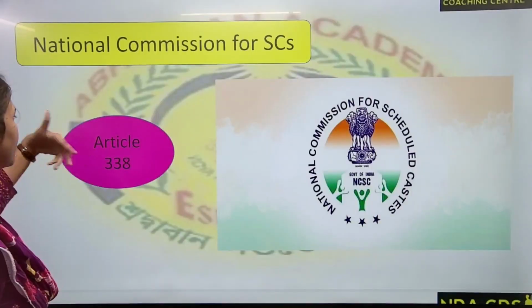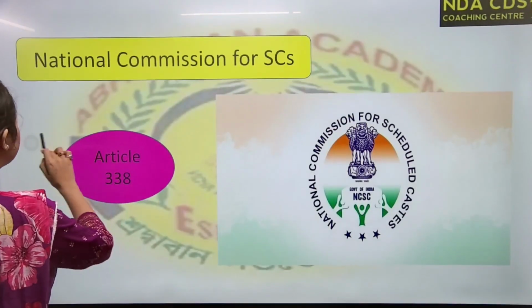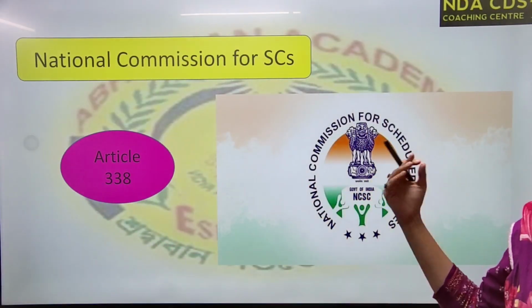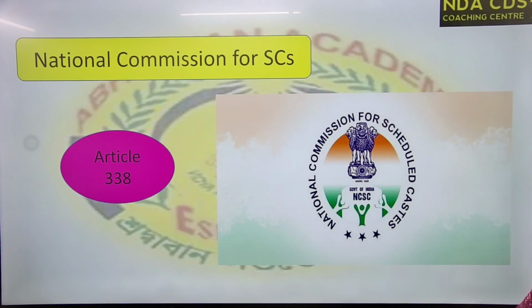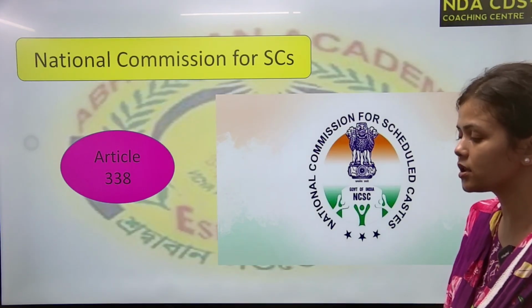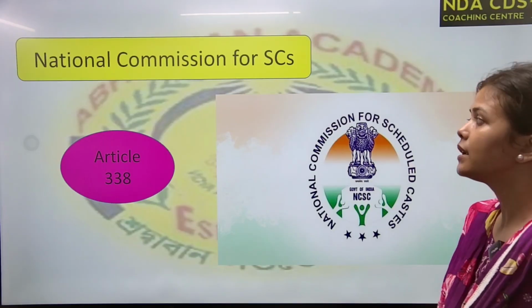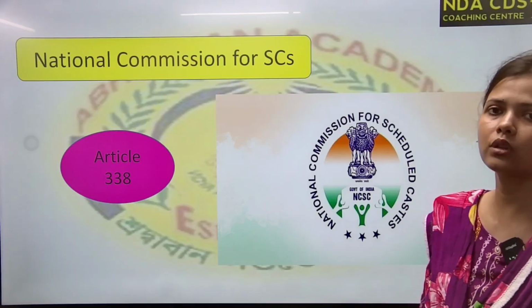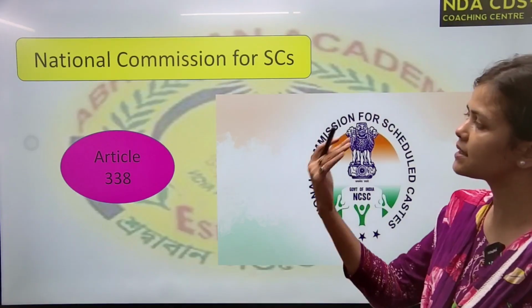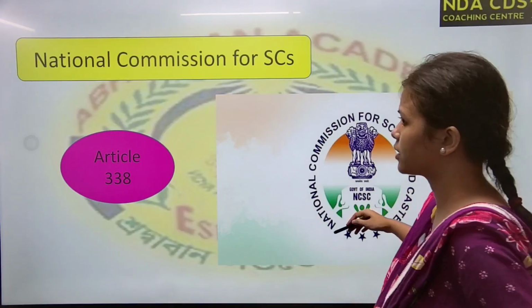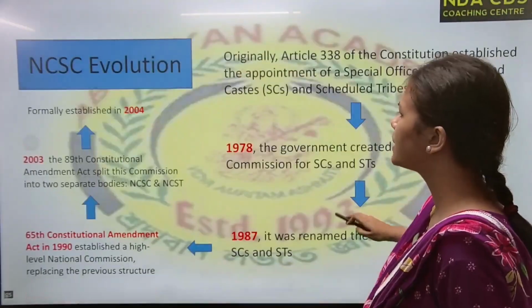The National Commission for SCs, Article 338. This commission or this body does everything for the welfare of the scheduled caste. So what can be done next for the welfare of the scheduled caste, and if some rights are getting violated, then also this body reports to the President of India. President then places that report to the Parliament of India and Parliament takes the action. That means government takes the action further.